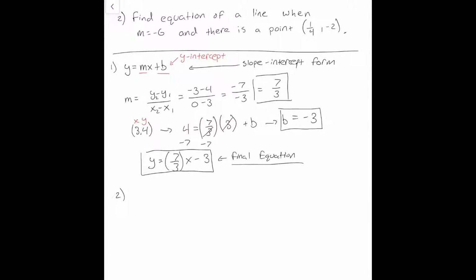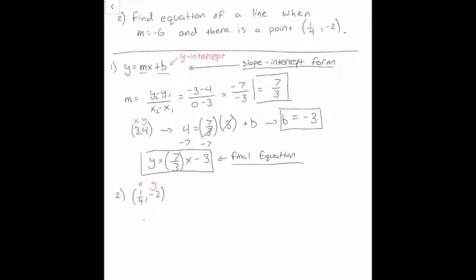So to do that, again, we're going to plug in our point, which is 1/4, minus 2, and this is our x and y. And we want to plug these values into our slope-intercept form. So don't forget this slope-intercept form, very important. We want to plug these values in. So y equals mx plus b.